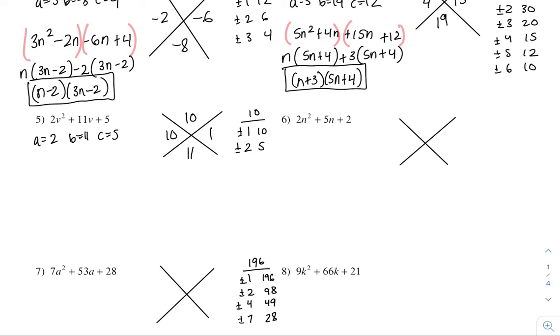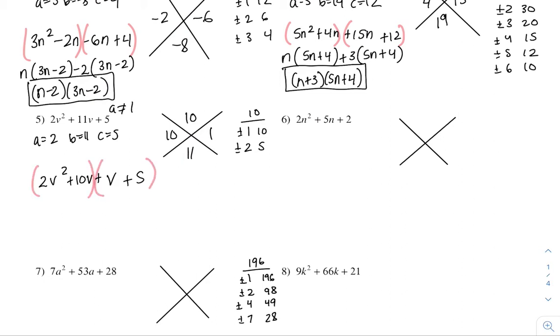So, A is not equal to 1, so that means we've got to do it by grouping. 2v squared plus the last term, and the middle terms, it's what we found in the x method, so 10v plus 1v, but you guys know 1v is just v, so we're just going to put a v. Grouping.